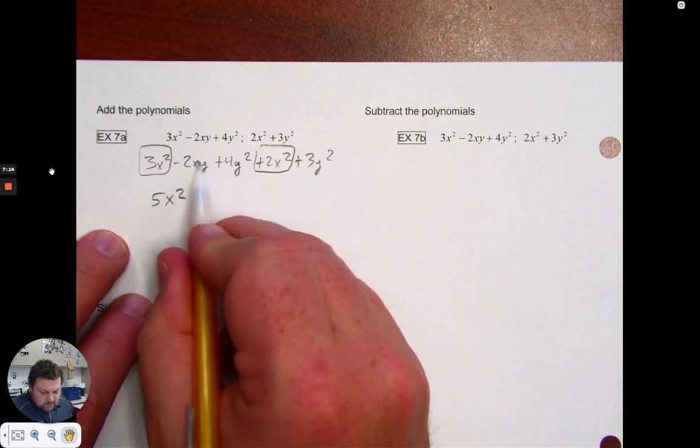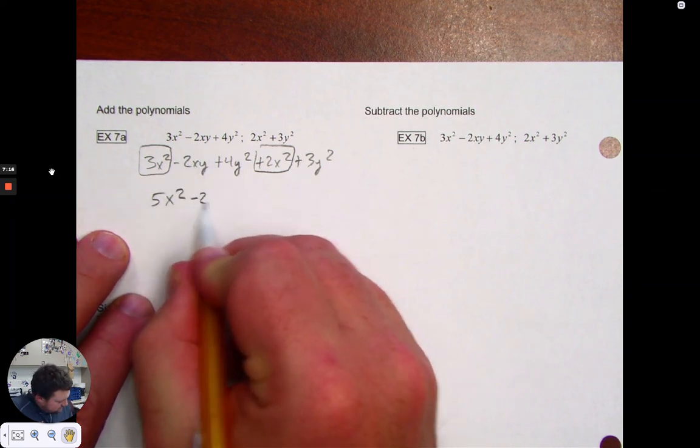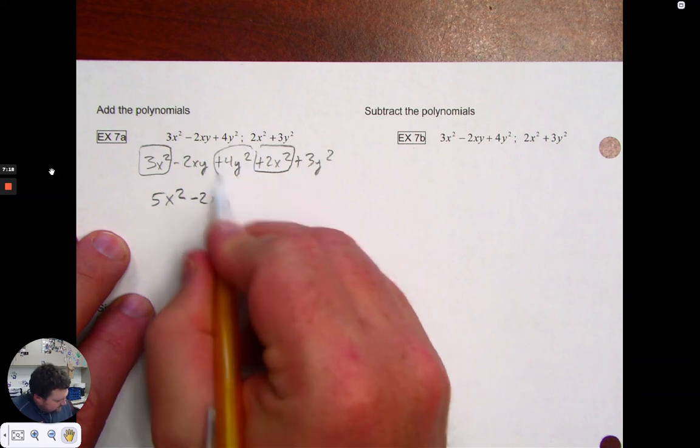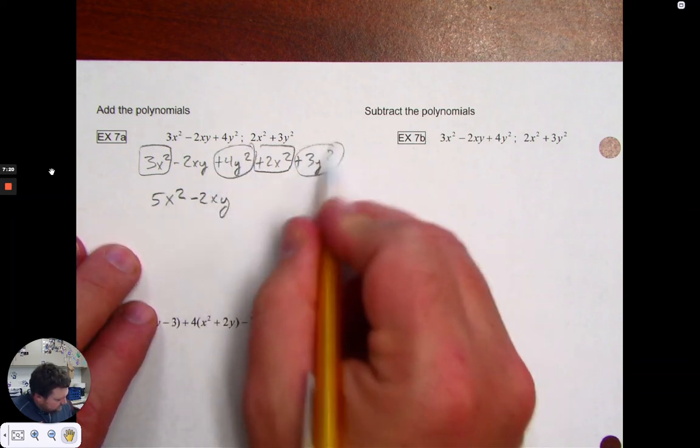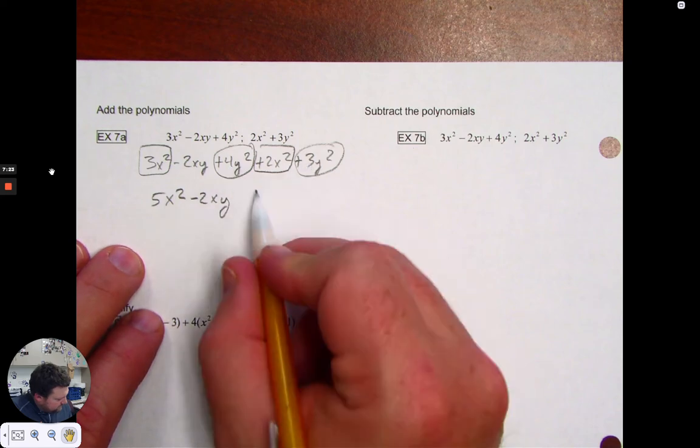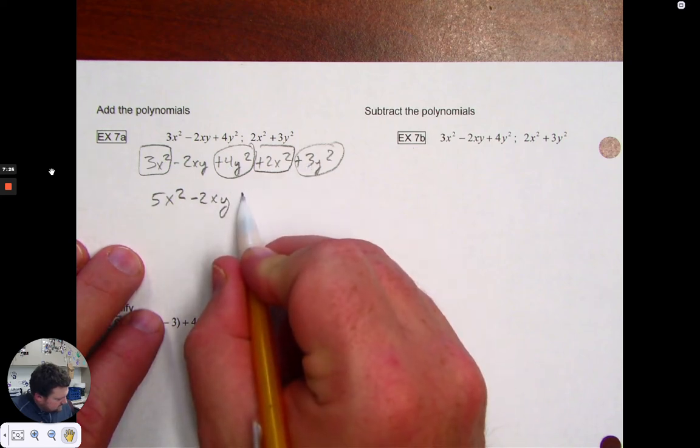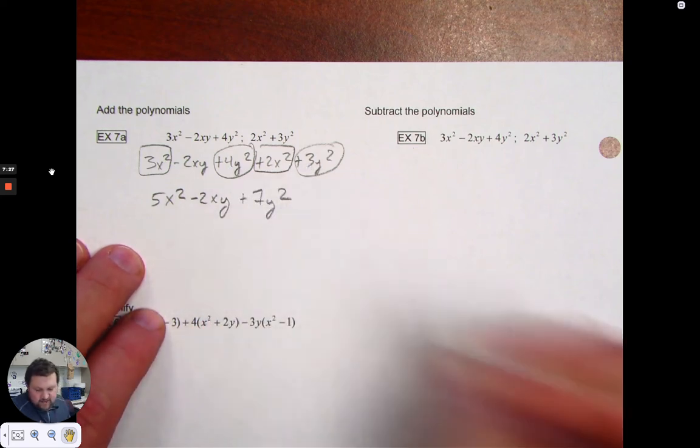This negative 2xy is the only one, so we can bring that down. Then we have a plus 4y squared plus 3y squared. You have 4, you add 3 to it, and that gives us a 7y squared.